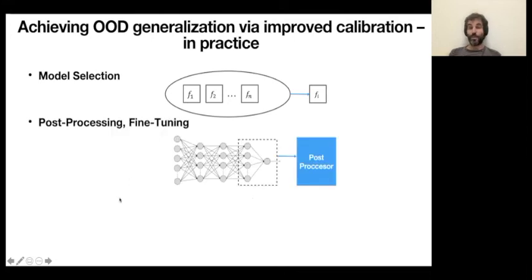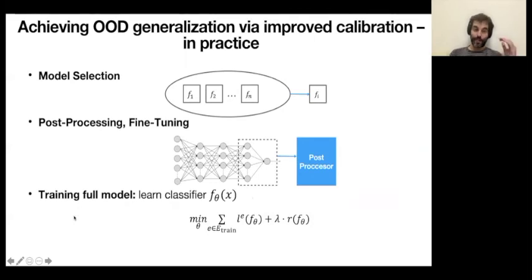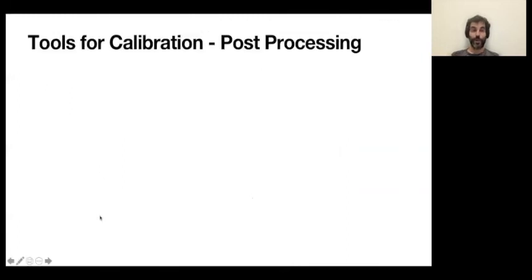We could do post-processing. We could take our model and refine it using something called isotonic regression, which has been around for 20 years. Or we can actually have a calibration objective and minimize an objective, which is, let's say, a sum of the ordinary objective and calibration objective, and see what happens there. And what we show is all three methods actually work quite nicely.